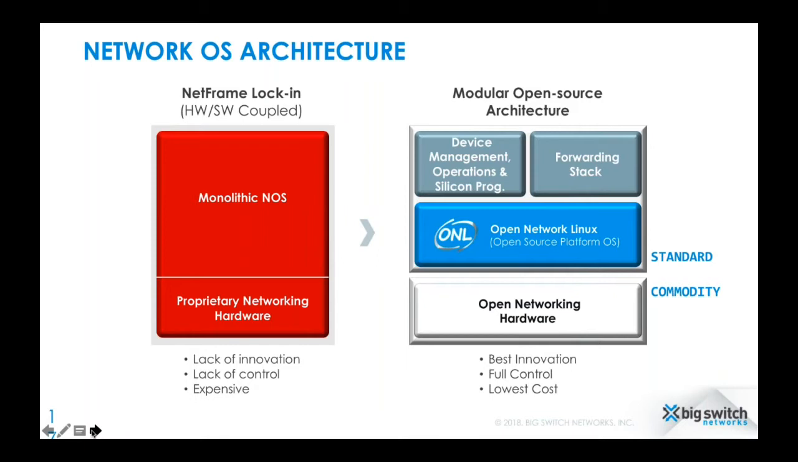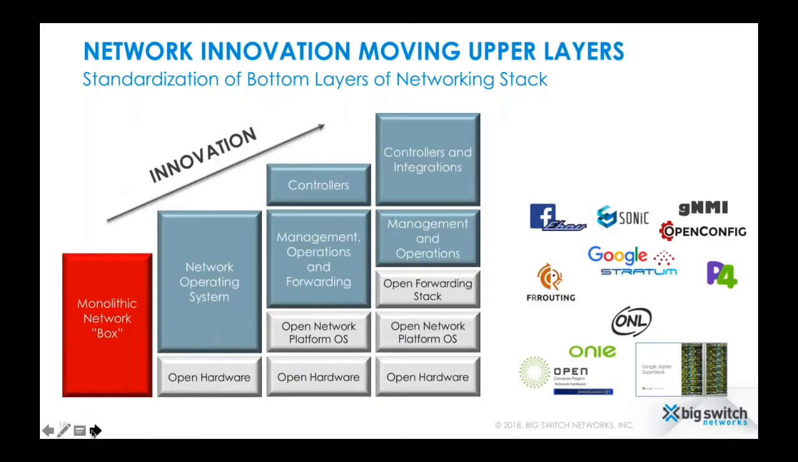But once we have this, we can see that the NOS can be disaggregated into Platform OS, which is now standard and open source, and device operations and management, and forwarding. And these are the three canonical components, as we will see, defining the core architecture of next generation NOS. Now, what about innovation? By disaggregating hardware and software and now bringing ONL as the glue layer for platform-dependent OS, we are seeing that innovation has started to occur in the upper layers of the stack.